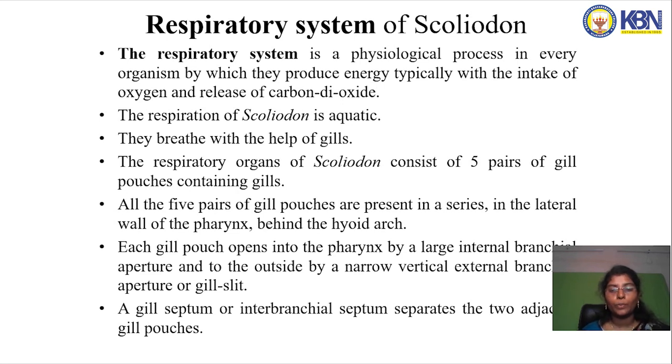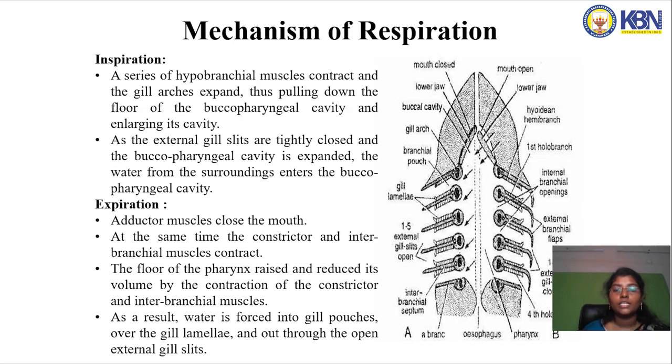Each gill pouch opens into the pharynx by a large internal branchial aperture and to the outside by a narrow vertical external branchial aperture or gill slit. A gill septum or interbranchial septum separates the 2 adjacent gill pouches. What is the next topic? Mechanism of respiration. The mechanism of respiration completely depends on two types, inspiration and expiration. First, let us know about the inspiration.